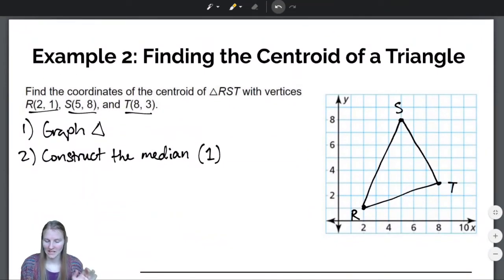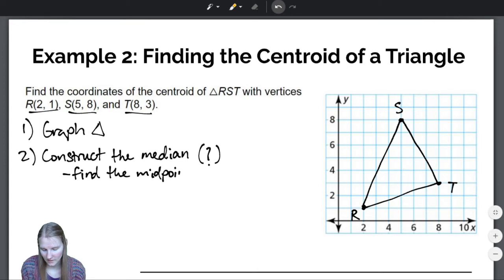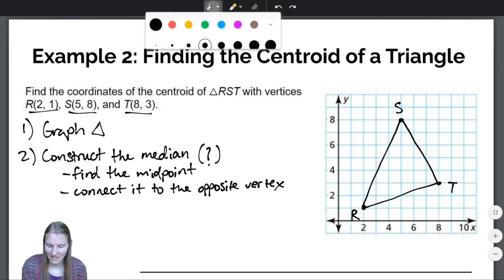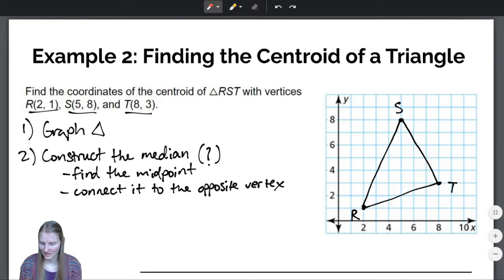So let's see how difficult it's going to be to construct our medians. Because, remember, to make a median, we find the midpoint. Connect it to the opposite vertex. So, making medians shouldn't be too bad if we can find the midpoint. So, let's see what is going to be the easiest midpoint to find.